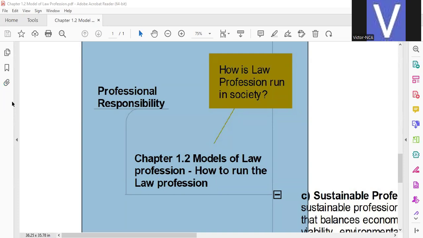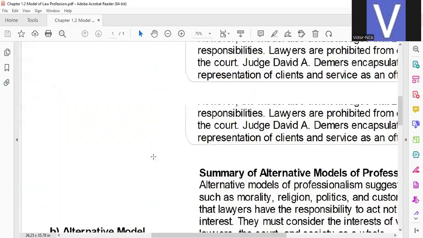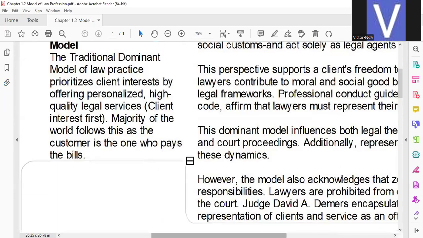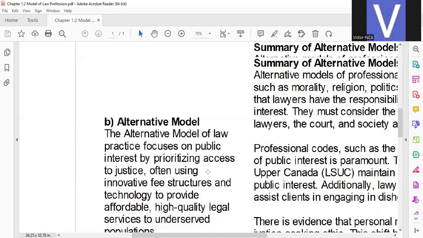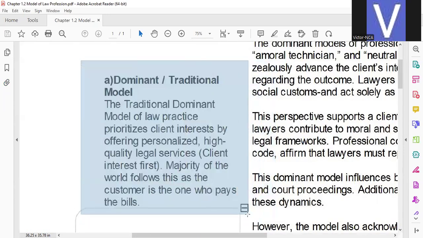And today we are going to talk about models of the law profession, which is how to run the law profession in society. So to start with, there are three models of professional responsibility and how to run the law profession in society. So first is the dominant or traditional model.